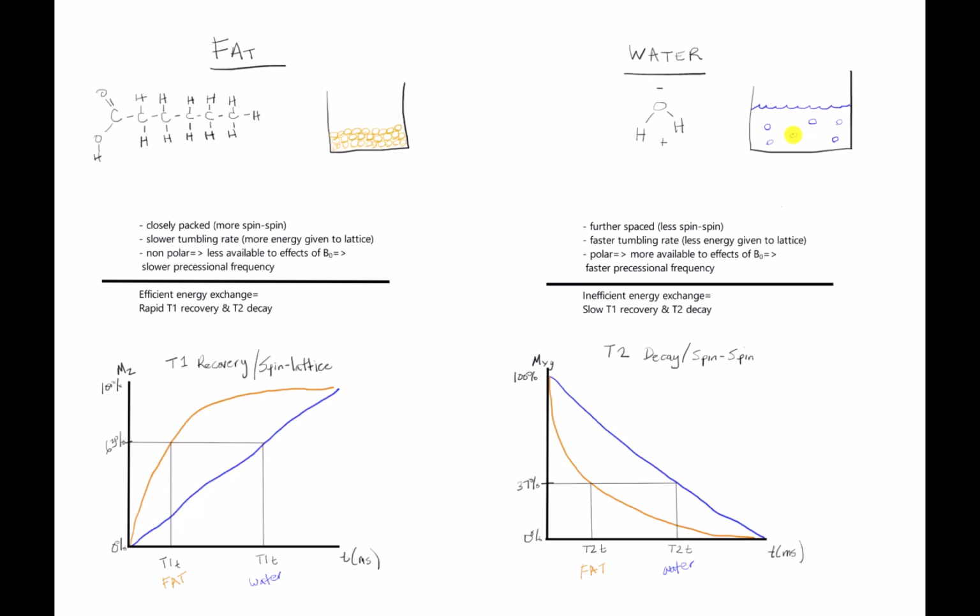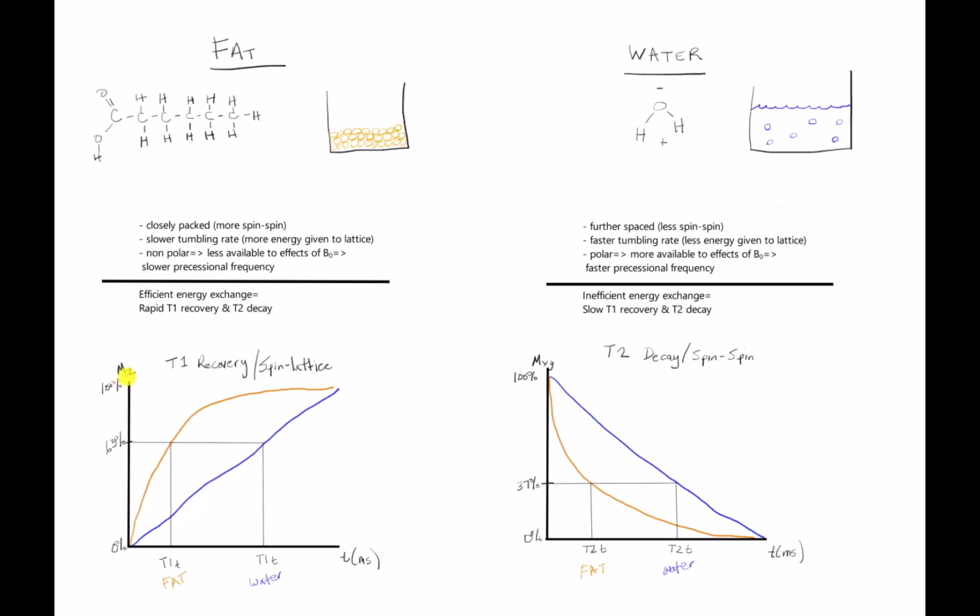or surrounding tissues. Water is polar because the hydrogen steal the electrons away from the oxygen atom, meaning that the hydrogen within water are more available to the effects of the static magnetic field, which makes it precess faster. All in all, water has an inefficient energy exchange with the lattice and surrounding spins, which results in slower T1 recovery and T2 decay times.